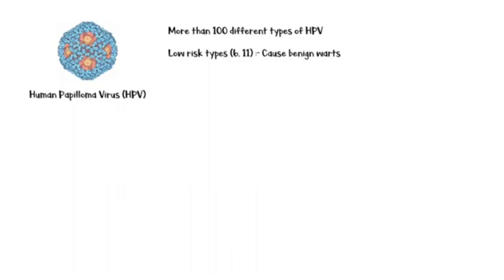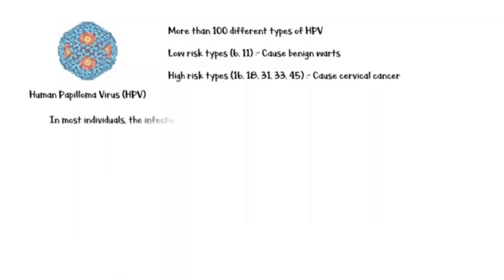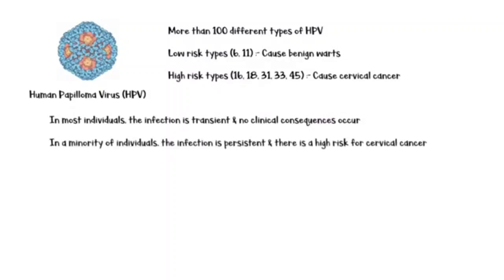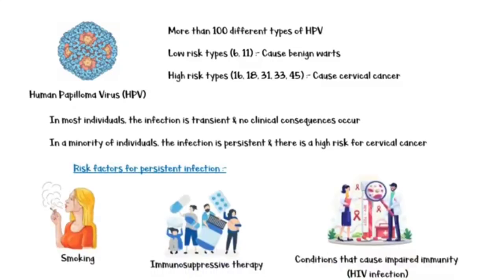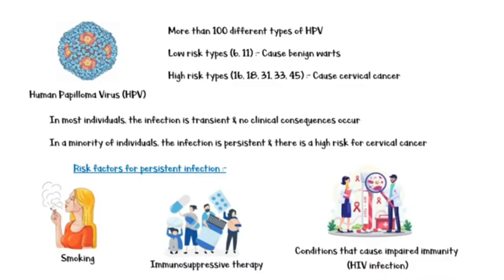As already mentioned, cervical cancer is caused by human papillomavirus infection. More than 100 different types of this virus have been identified. These are classified as low-risk and high-risk types, depending on their ability to cause cancer. Low-risk types, HPV 6 and 11, cause benign warts, whereas high-risk types, HPV 16, 18, 31, 33, and 45, cause cervical cancer. In most individuals, the infection is transient and no clinical consequences occur. However, in a minority of individuals, the infection is persistent and there is a higher risk for cervical cancer. Risk factors for persistent infection include smoking, immunosuppressive therapy, and conditions that cause impaired immunity, such as HIV infection.